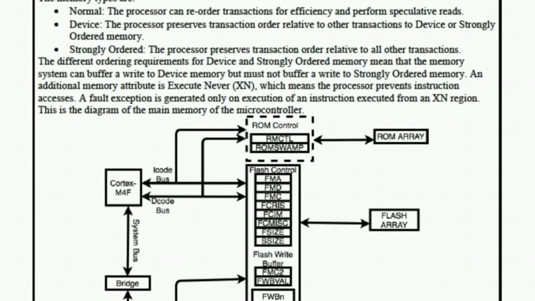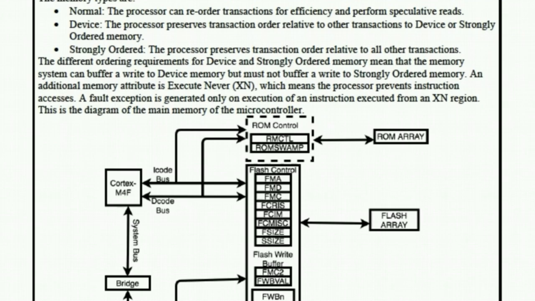So the memory type and attributes determine the behavior of that region. Within this microcontroller, we have three main types: the normal, device, and the strongly ordered. The normal memory is where the processor can reorder transactions for efficiency and perform speculative reads. This is used when you want to optimize the flow of the microcontroller. You want an optimal output.